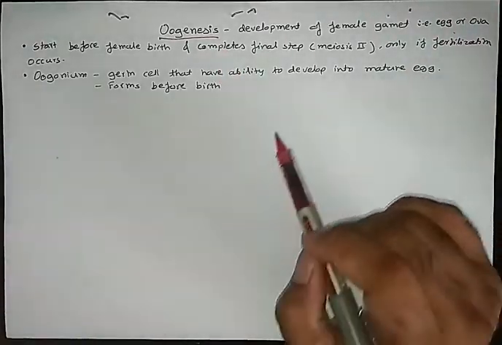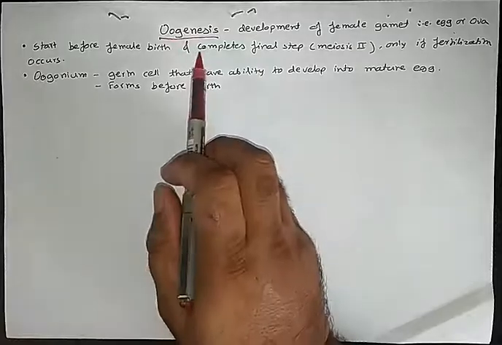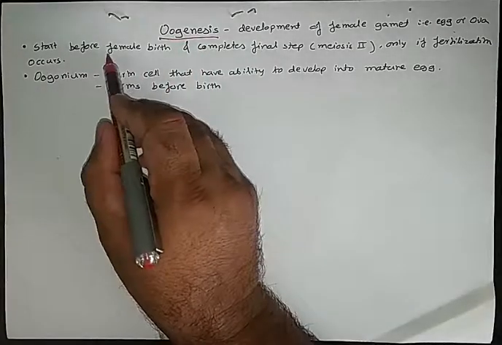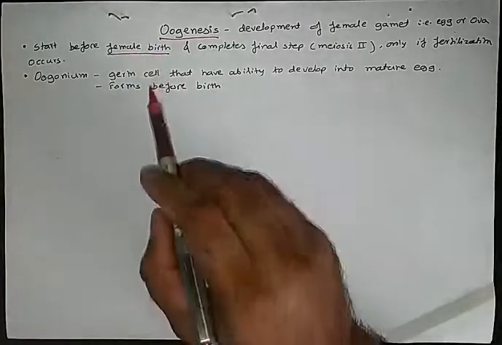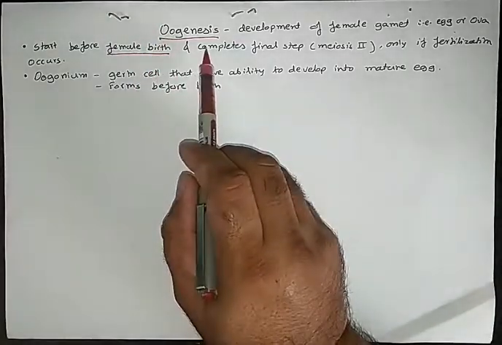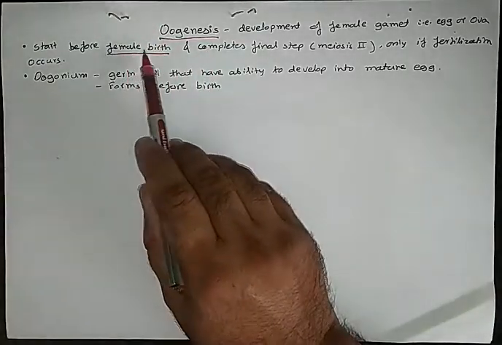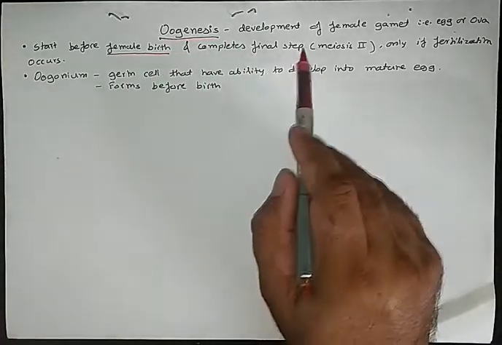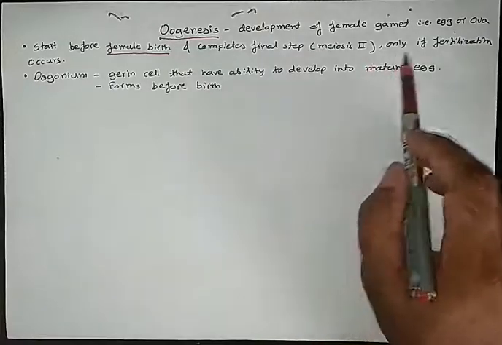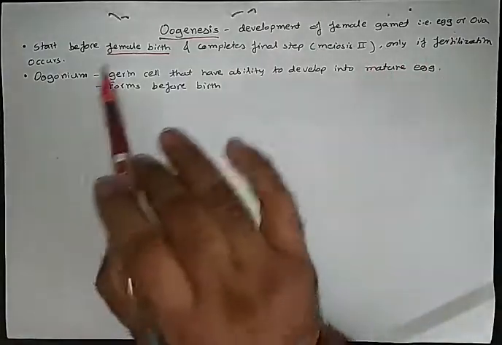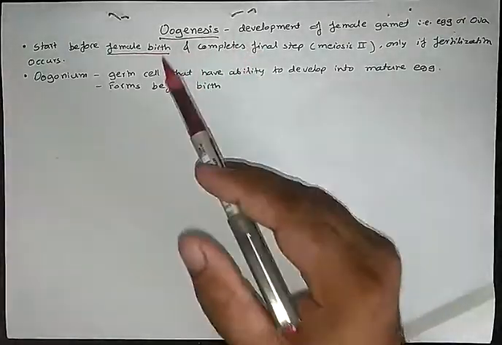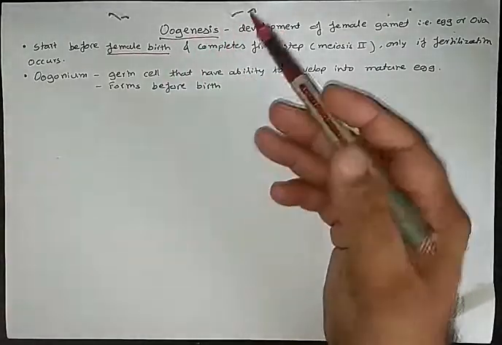Now this oogenesis starts before female birth. Try to remember, in the female reproductive system this oogenesis starts before female birth. And it completes its final step, that is meiosis 2, only if fertilization occurs. Just remember these things. We will explain in detail in the further description.